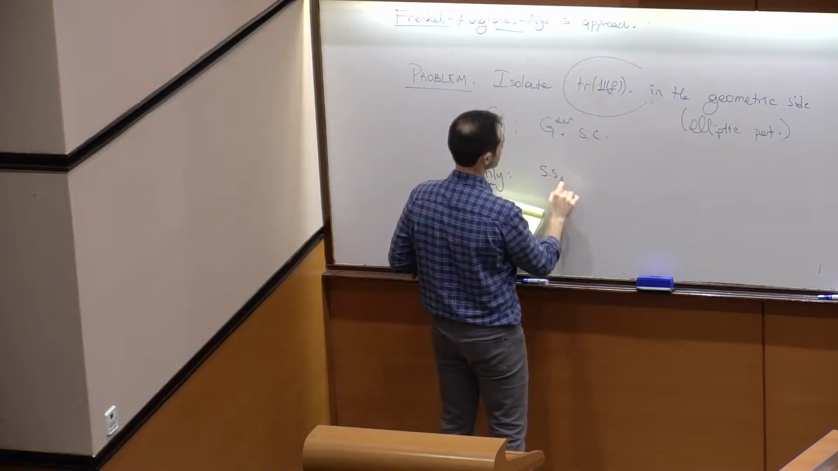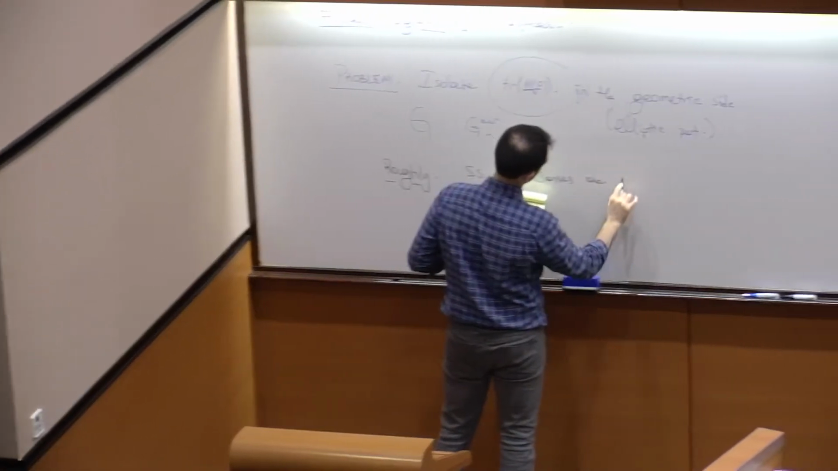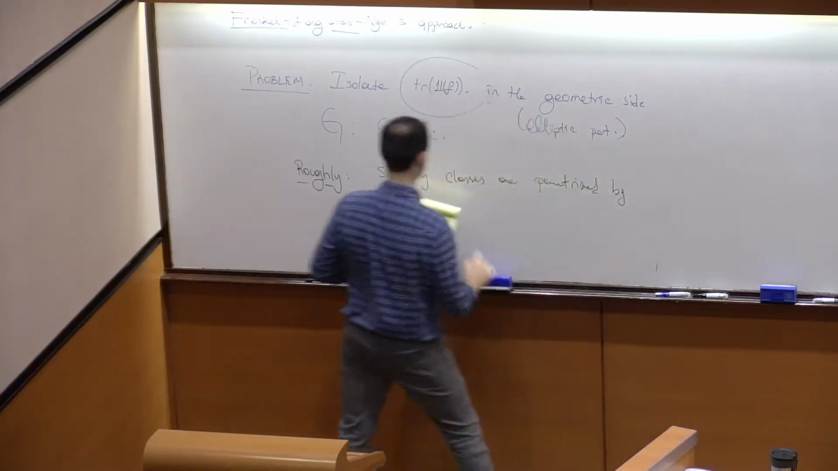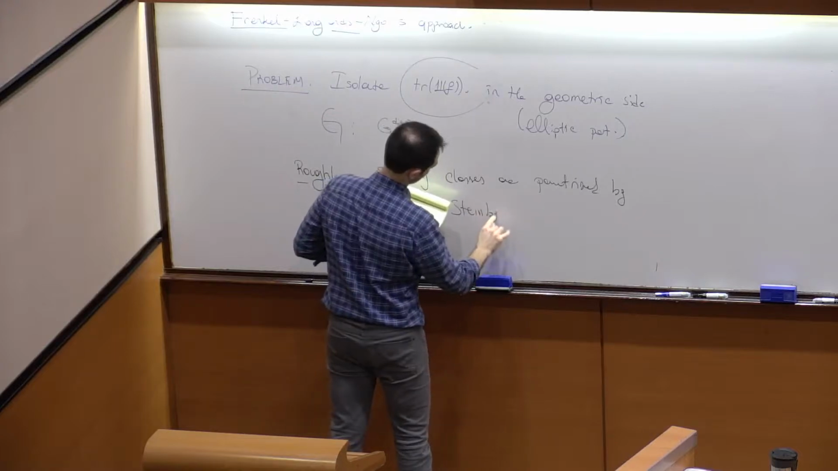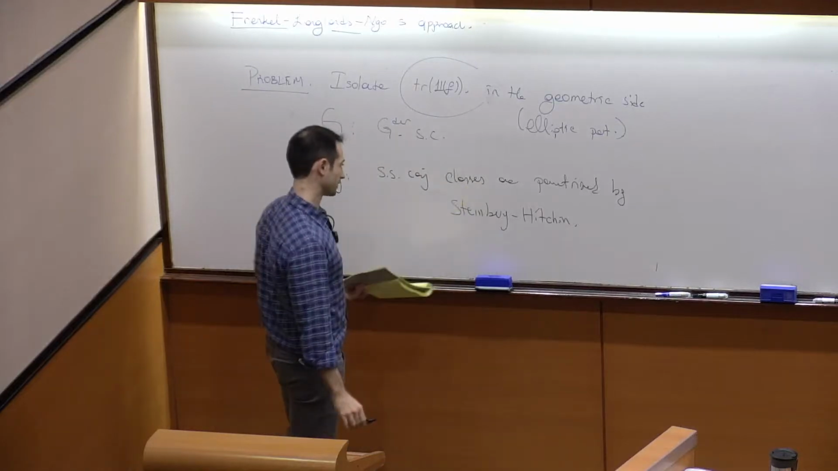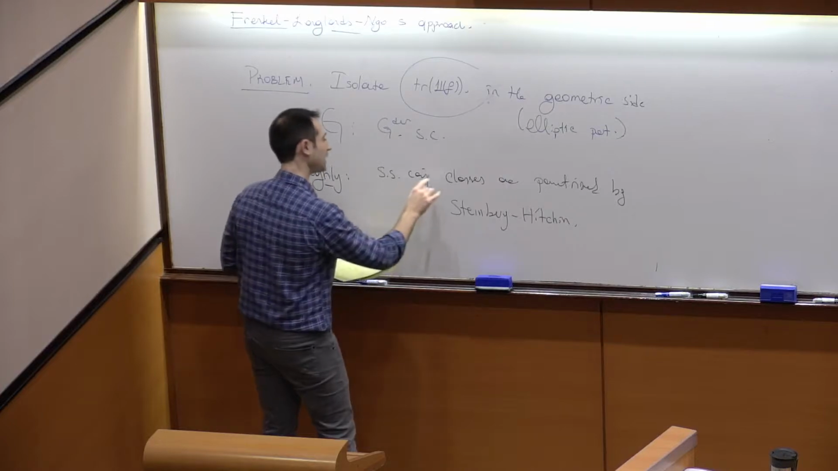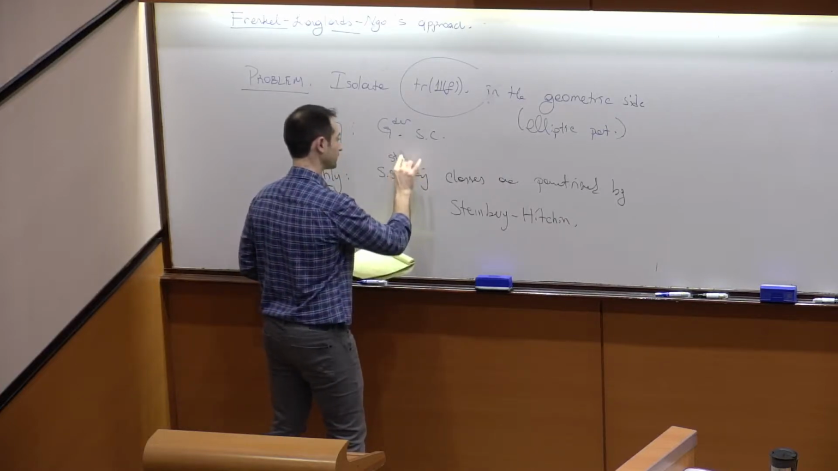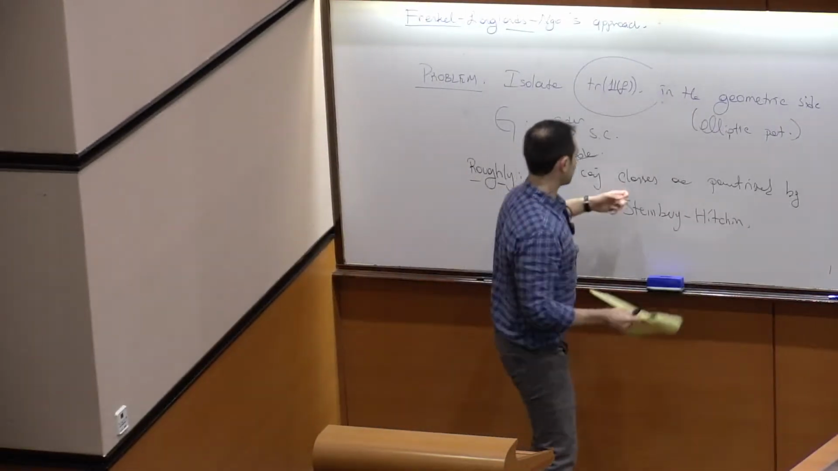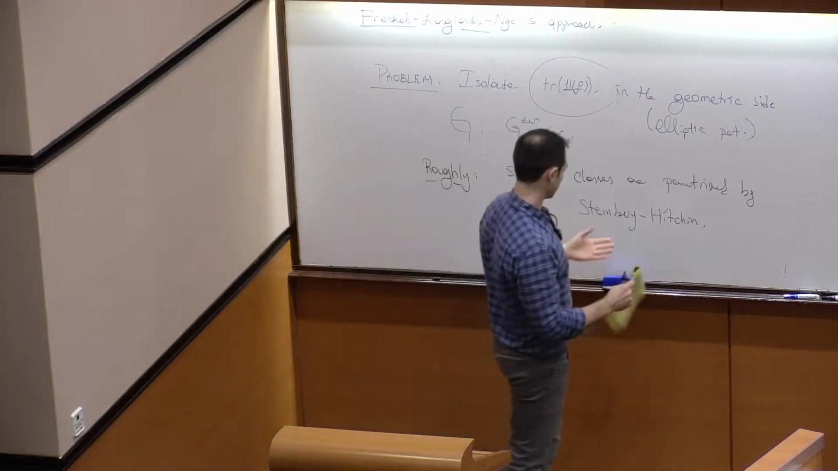So semi-simple conjugacy classes are parametrized by what is called the Steinberg-Hitchin base, which appeared in Julia's talk, and I should also make a difference. They're not just semi-simple conjugacy classes, semi-simple stable conjugacy classes. So they basically start life with the stable trace formula. And why is this any useful? The usefulness is because of the following observation.